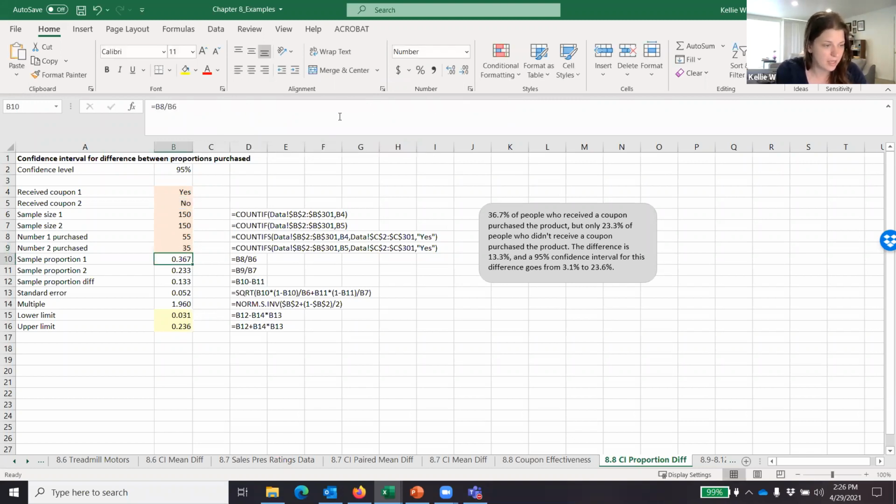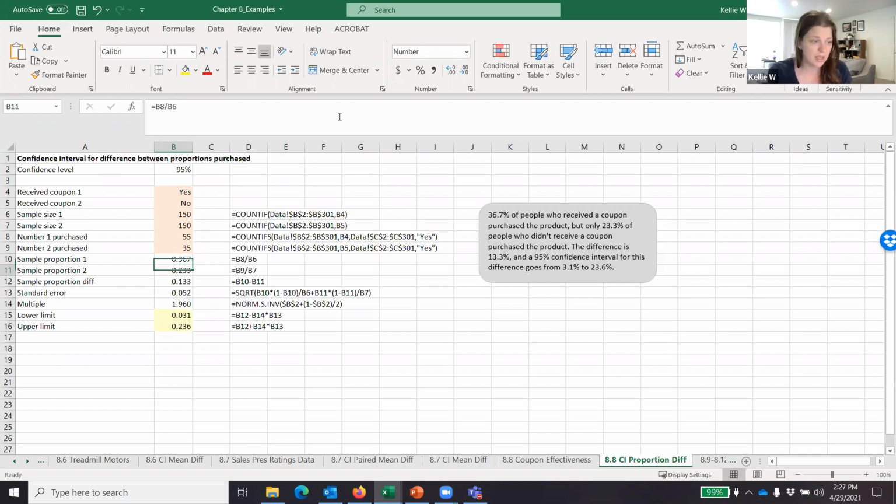Then when they looked at the proportions, they calculated and said, okay, 37% of the people who received a coupon purchased a product, but 23% of the people who didn't receive a coupon purchased a product. So the difference between the proportions is about 13%.